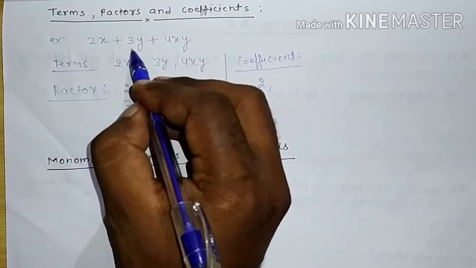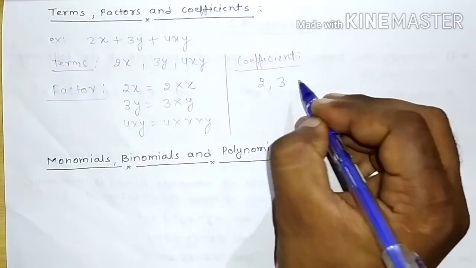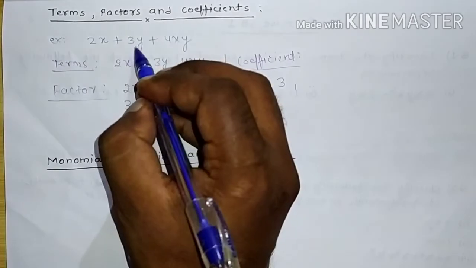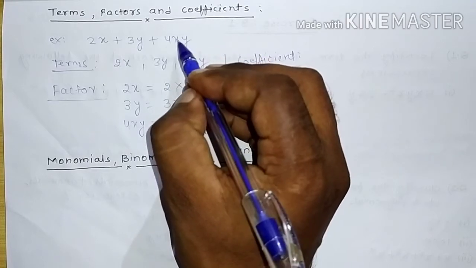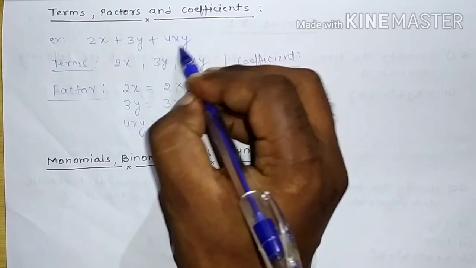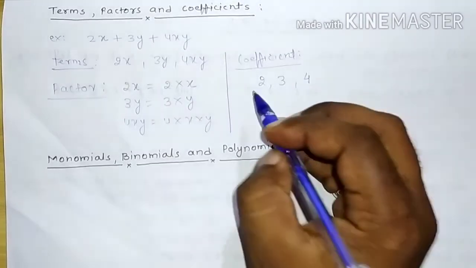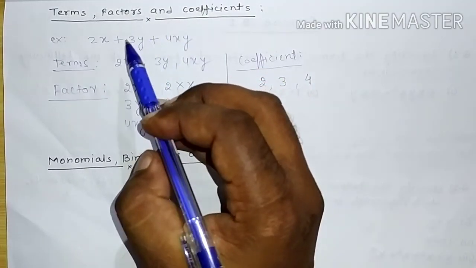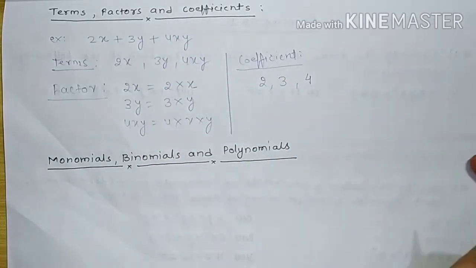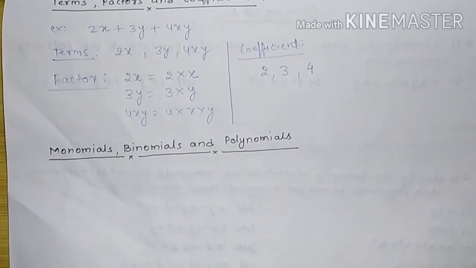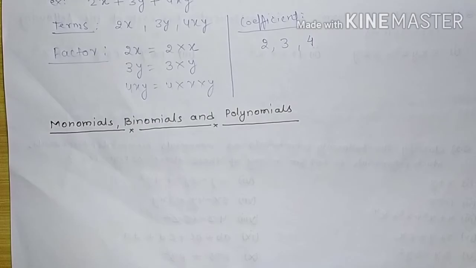Now the second term, that is 3y, so 3 is the constant, so 3 is the coefficient of the second term. Now the third term, that is 4xy, so the coefficient of the third term is 4, because 4 is the constant. So 2, 3, 4 are the coefficients of the first term, second term and third term respectively. Now it's very simple.